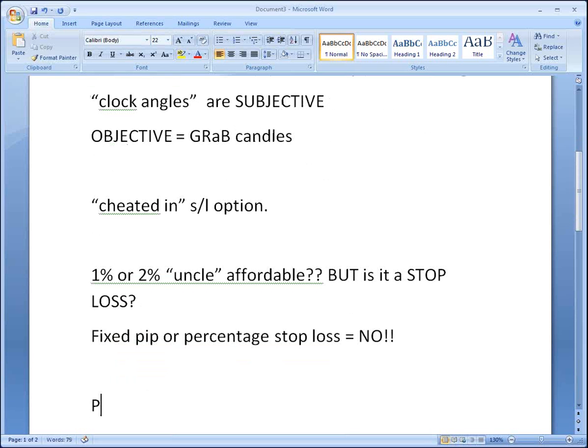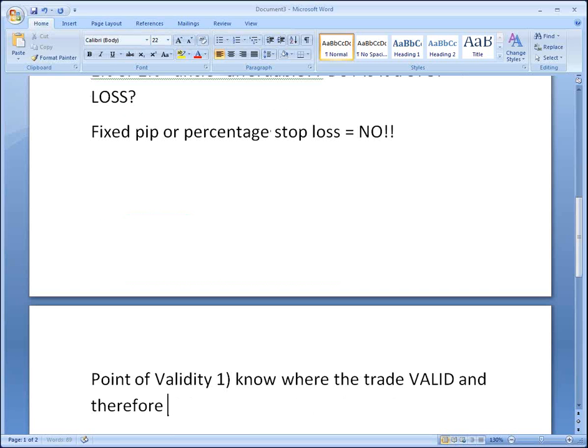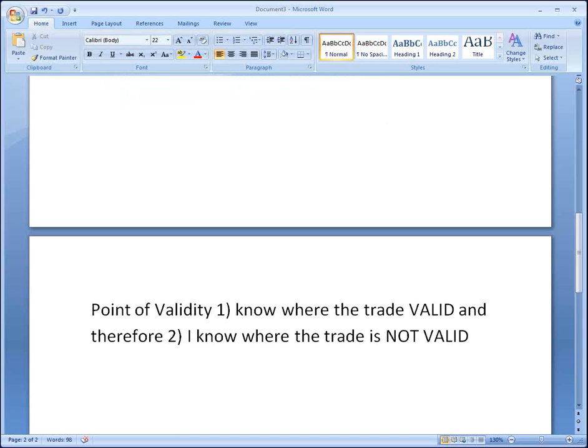Because this idea of a point of validity means that I knew where the trade is valid, and therefore I know where the trade is not valid. So let's think about validity for a moment, and then we'll define what a point of validity is.